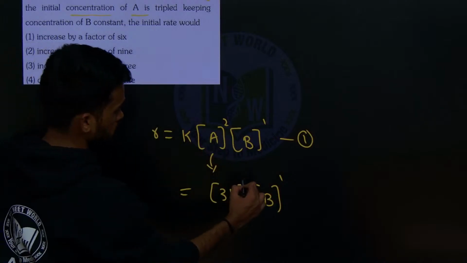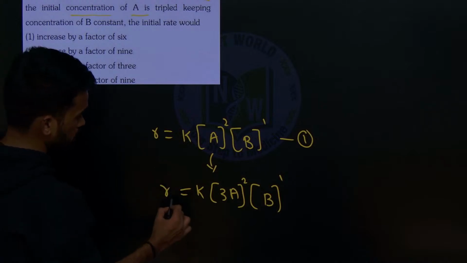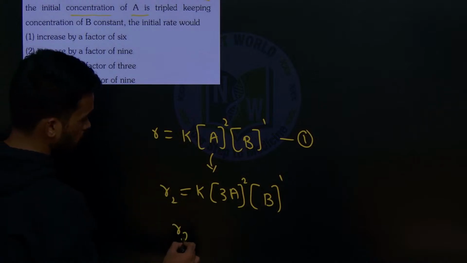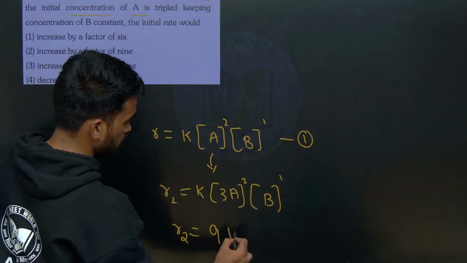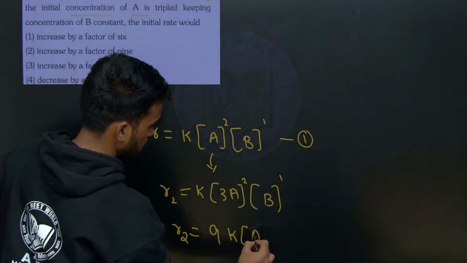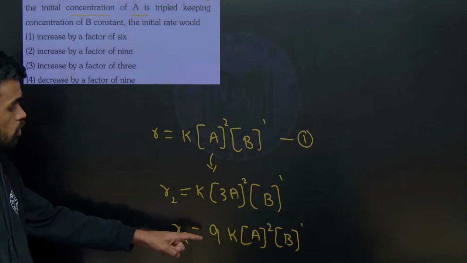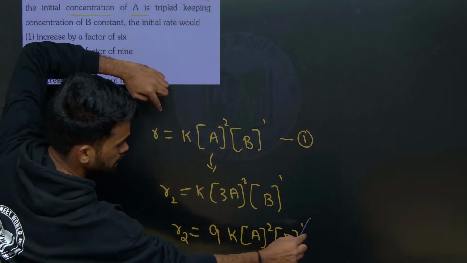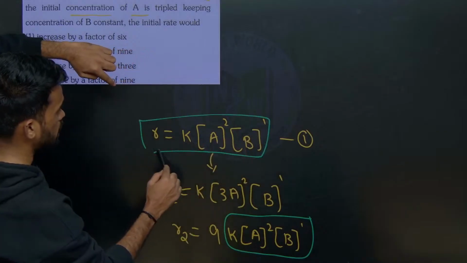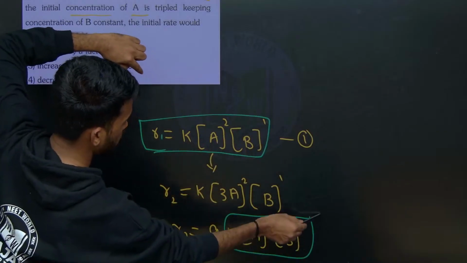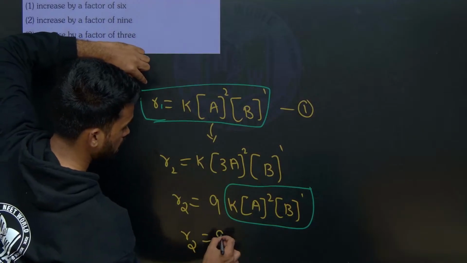So what we have here is a square, right? So now let us say this is R2. R2 will be 9 times K A square. Now look here, this part is nothing but equation 1 only. Let us say this is R1. So how are R1 and R2 related? R2 is equal to 9 times R1.